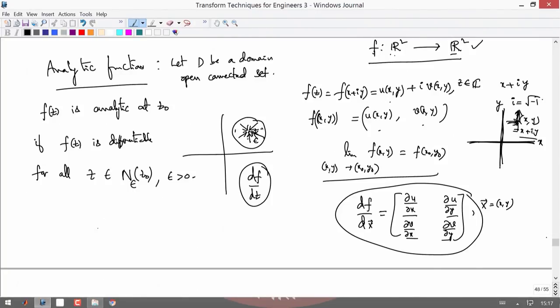Okay, for example, consider f of z equal to e power z. This is a differentiable function, as are polynomials like z square, z power n, and also sin z, cos z. So these are the things you have to define.